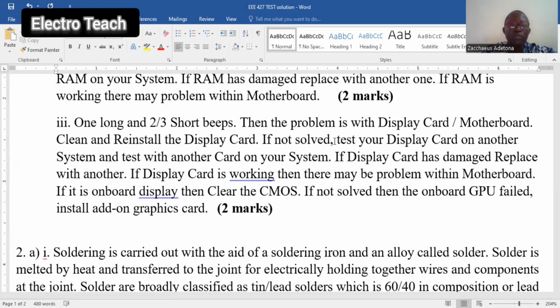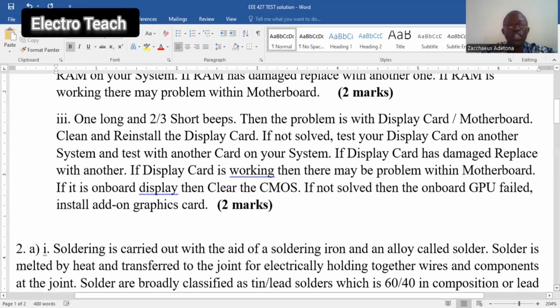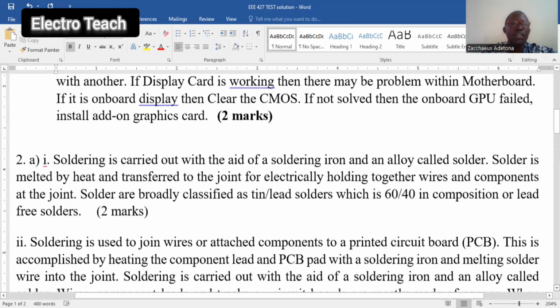If it is an onboard display, you can clear the CMOS. If that does not solve it, the onboard GPU has failed. That's the meaning, so you can install an add-on graphics card to resolve the problem. That is how you handle this long beep and 2 or 3 short beeps.